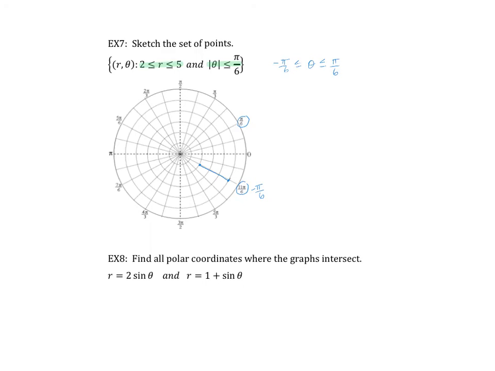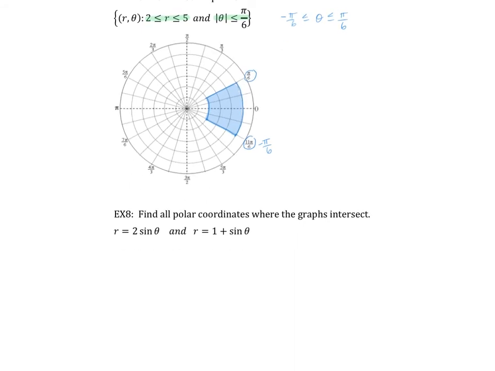Now as my thetas go from negative pi over 6 to pi over 6, my r values are going to still remain from 2 to 5. So this shaded region is the set of points that satisfy this set.